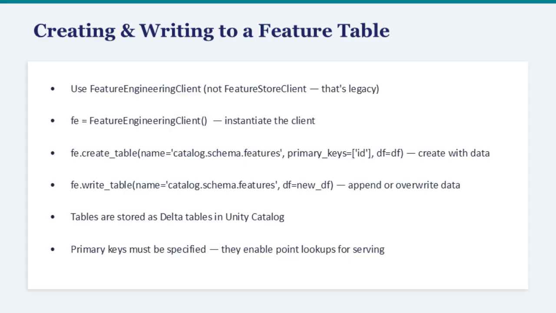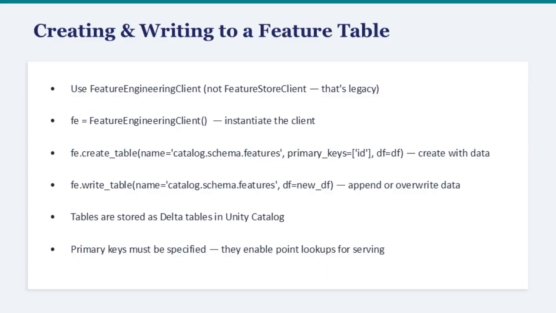Now, here is where the exam gets into API specifics, and there is a critical distinction you need to know. You use the feature engineering client, not the feature store client. The feature store client is old, the legacy API. The feature engineering client is the current one that works with Unity Catalog. This shows up directly on the exam. In fact, one of the sample questions tests exactly this point.